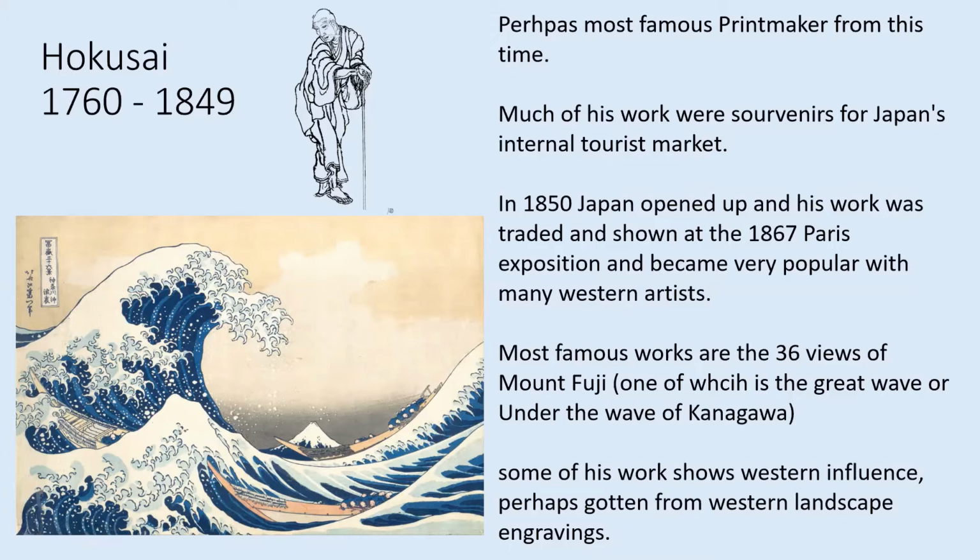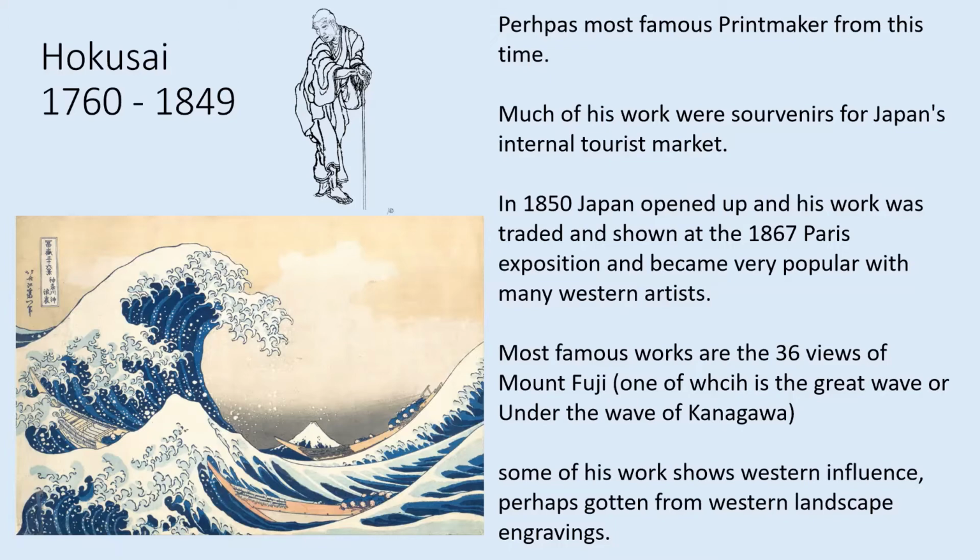So Hokusai was just a guy making these essentially tourist prints. But in 1850, when Japan opened up, it was some of his work that was taken and shown in Paris at the 1867 World Exposition, one of these world fairs where they're like, roll up, and look at all this cool stuff. And it was at this point that Japanese prints, and specifically Hokusai, became very popular with Western artists, because people were suddenly able to see things from Japan.